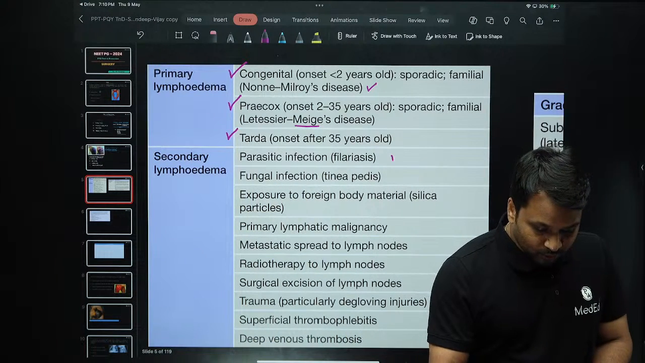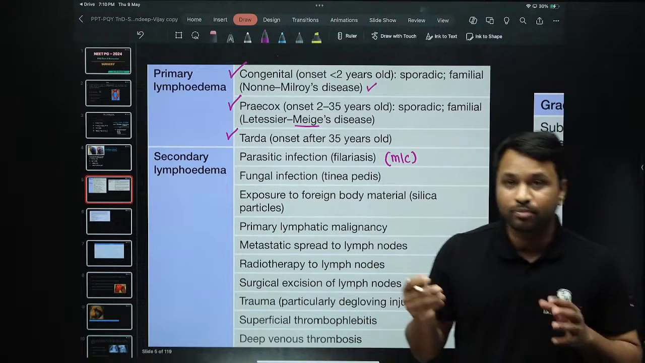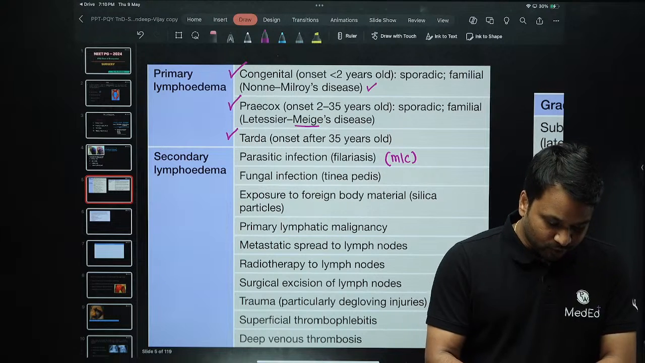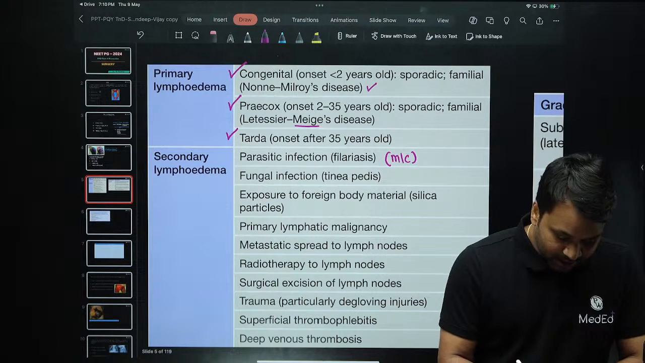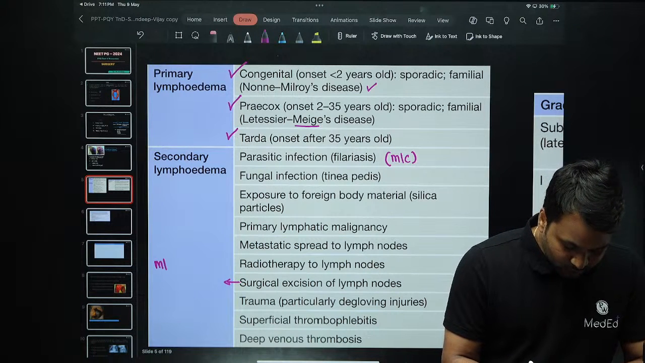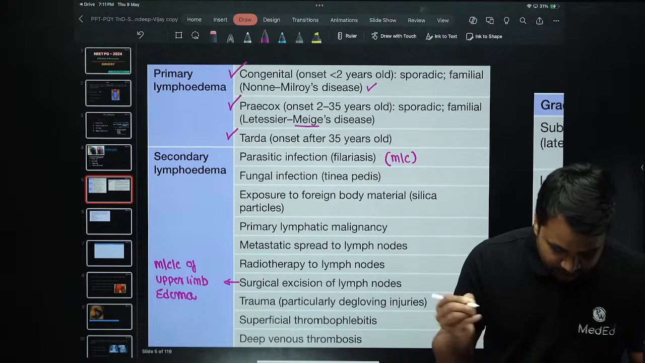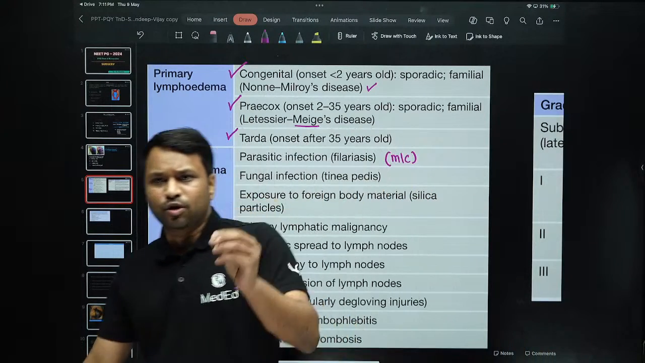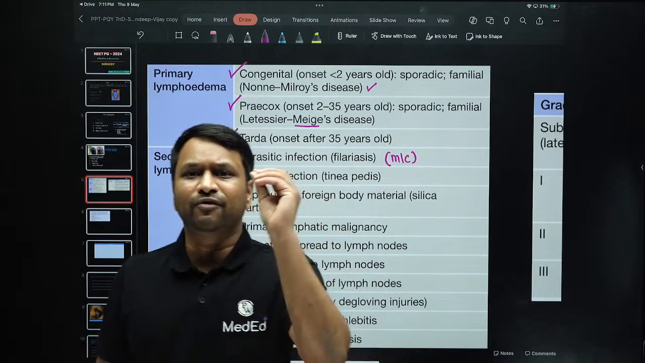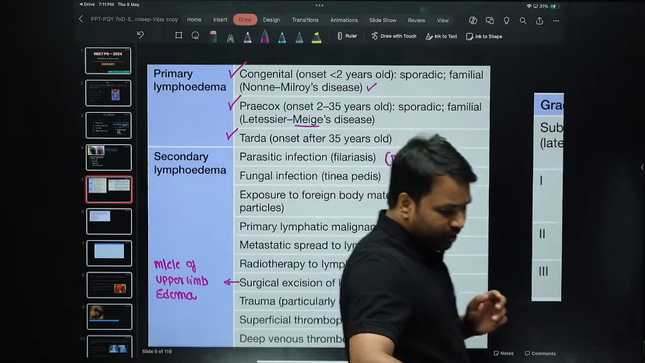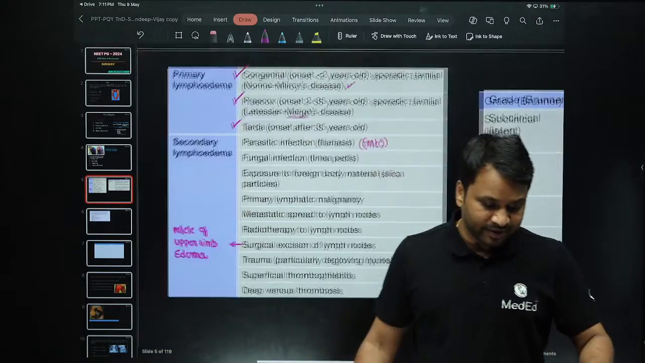Secondary lymphedema, remember, the most common cause is going to be parasitic, that is filariasis. Other than that, you have fungal, exposure to foreign body, primary lymphatic malignancies, metastatic spread to nodes, radiotherapy to nodes, and surgical excision of the lymph nodes. This happens to be the most common cause of upper limb edema, especially in breast cancers, right? So, surgical excision of lymph nodes. Now, two important things. Overall, the most common secondary cause is going to be filariasis, but if they specifically ask for upper limb, the answer is going to be surgical excision. Apart from that, trauma, superficial thrombophlebitis, and DVT are the other causes.